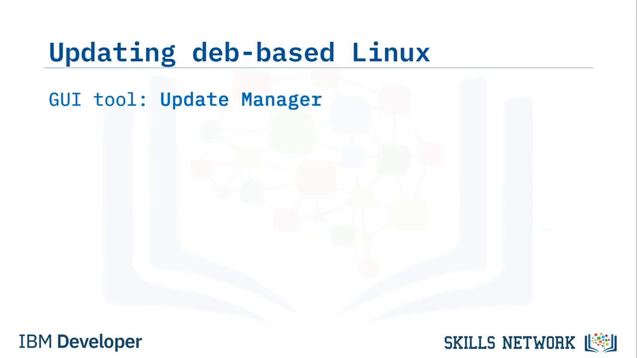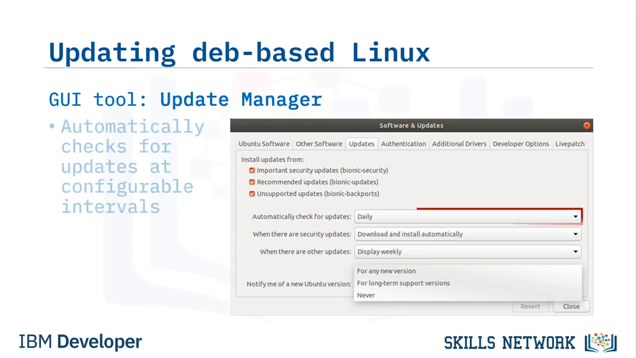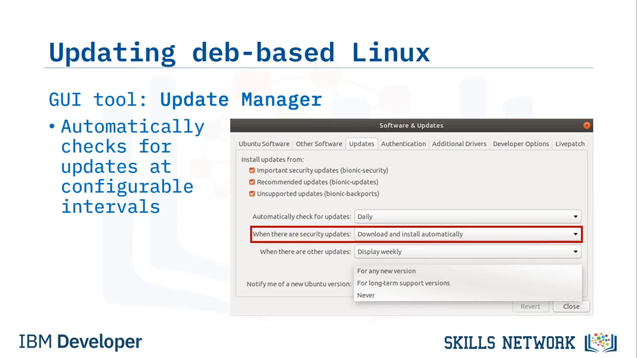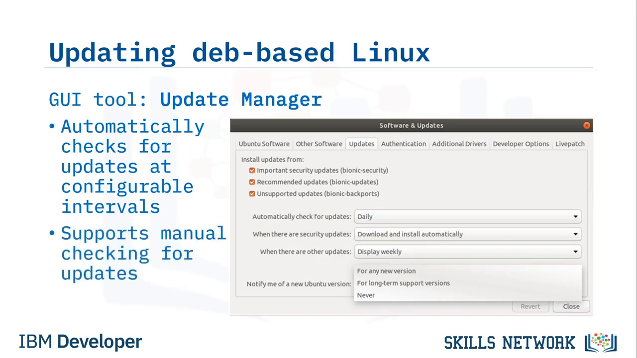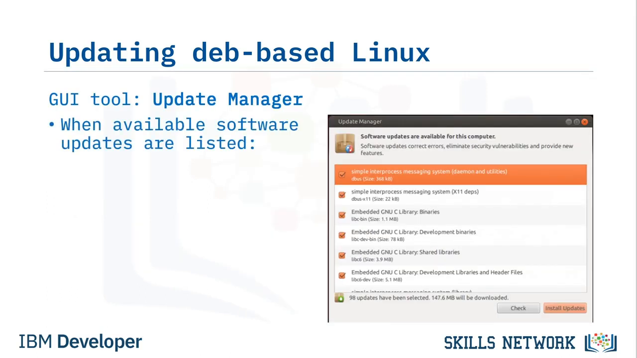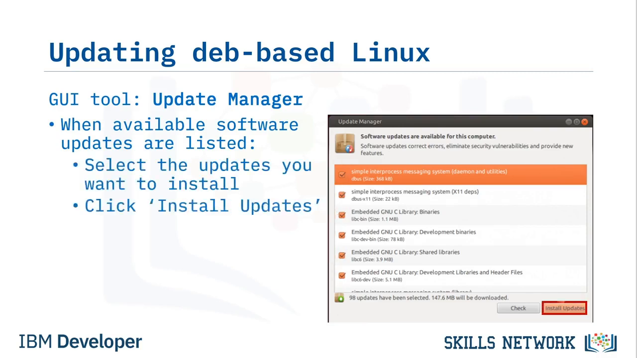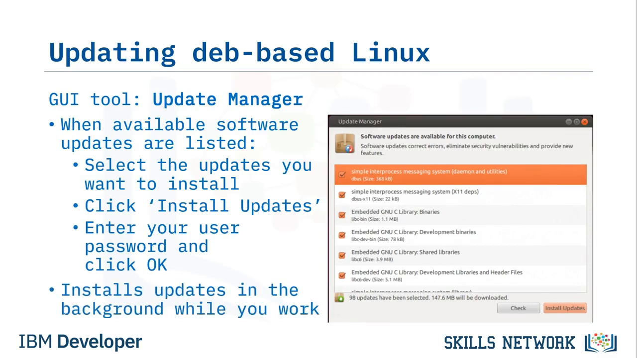Update Manager is a GUI tool for updating Deb-based Linux systems. By default, Update Manager checks for software updates daily and automatically downloads and installs any security updates daily. All other updates are displayed weekly. You can also manually check for updates at any time. Update Manager will notify you when software updates are available. Select the updates you want to install, click Install Updates. If prompted, enter your user password and click OK. And Update Manager installs the updates in the background while you continue working.